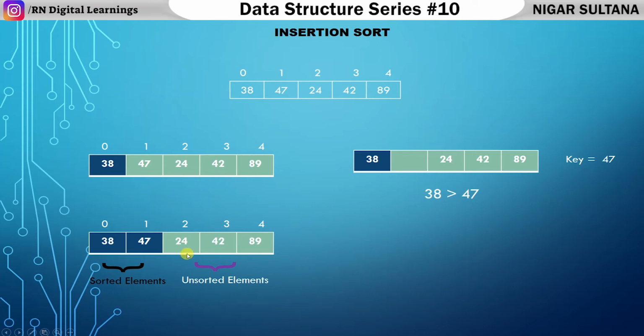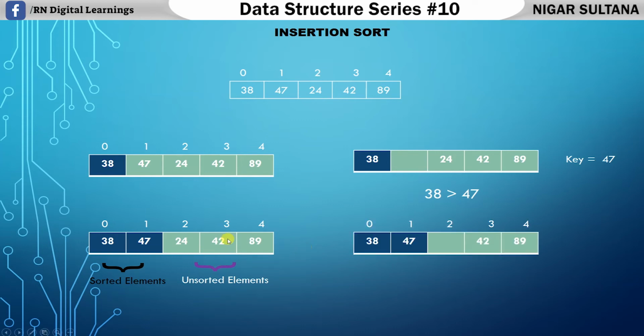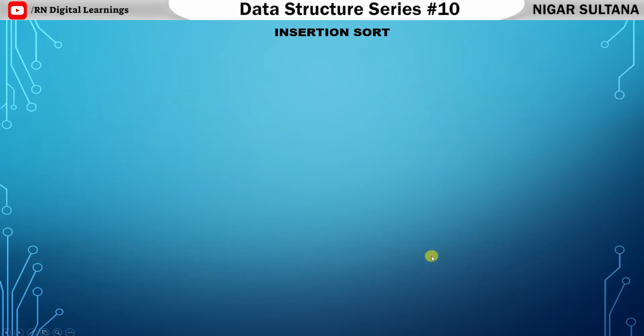These 24, 42, 89 are my unsorted elements. Again, I'll be repeating the same procedure. The first element of the unsorted array is the key now. So 24 is my key. This key will be compared with 47 as well as 38. See, first I'll compare: is 47 greater than 24? Yes, it is true, so I need to push this 47 into the next position so that I can insert 24. Again, is 38 greater than 24? Yes, that is also true.